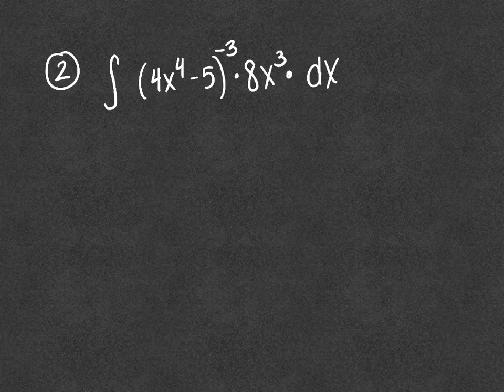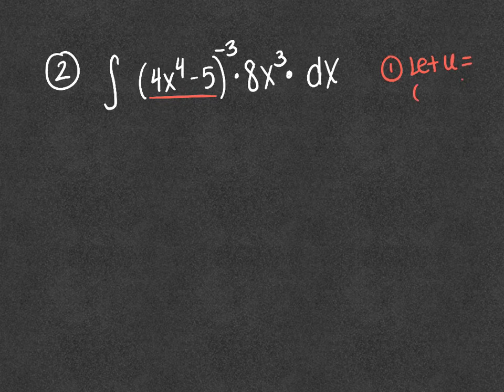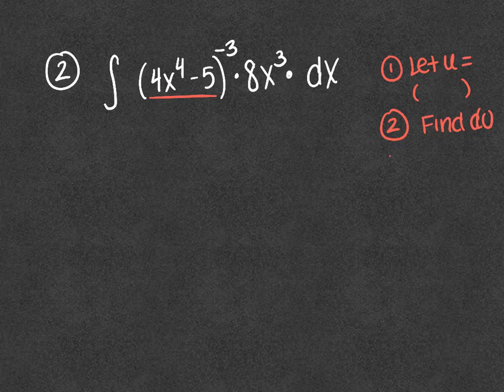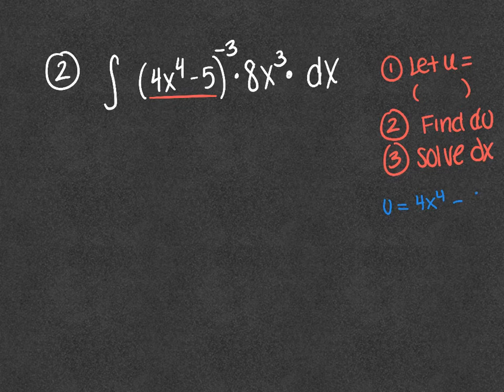We're going to let u equal the stuff that's inside the parentheses. So I'll write the steps again. Step 1, let u equal what's inside the parentheses. Step 2, find du. And step 3, solve for dx. All right, so these are going to be our 3 main steps. So again, step 1, u is what's inside the parentheses, 4x to the fourth minus 5.